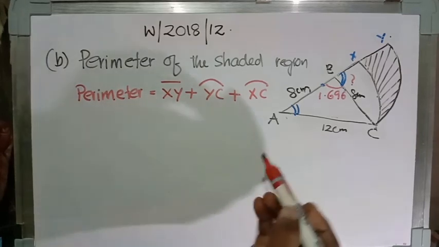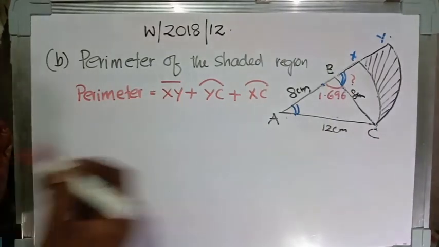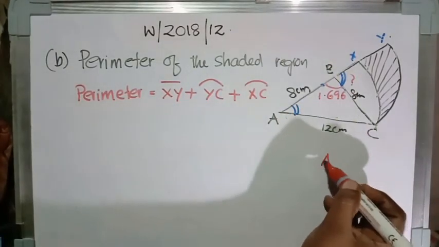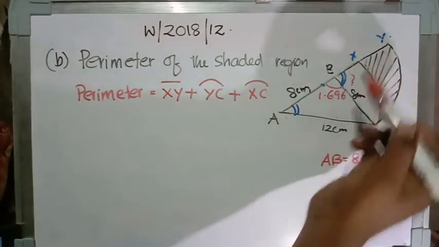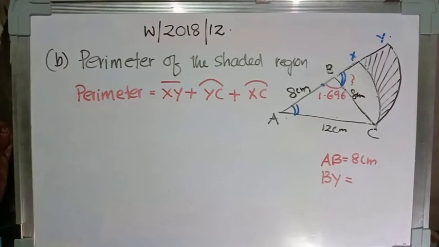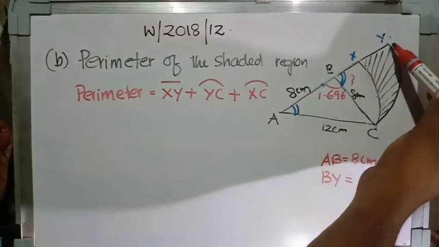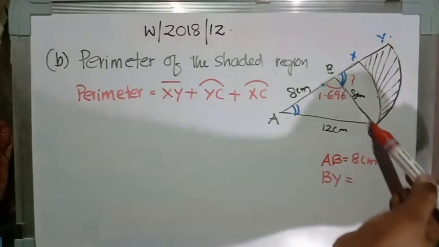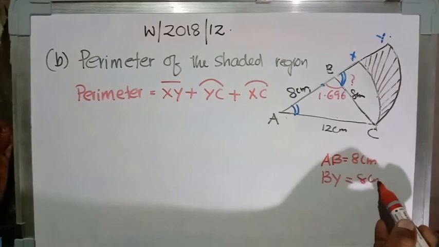So when we think about the length AB, it is 8 centimeter. And can you say what is BY? The length of BY will be the same as length BC, that's also 8 centimeter. So BY is also 8 centimeter.